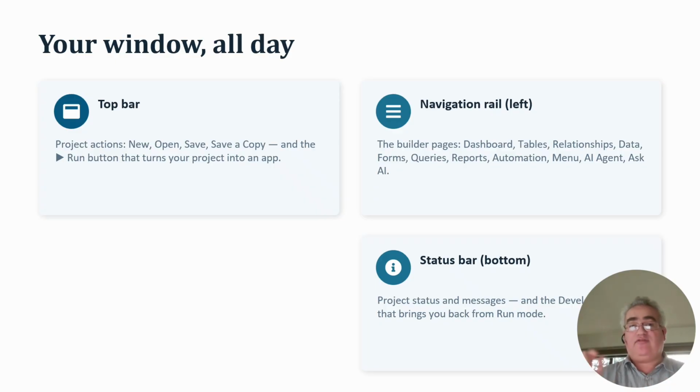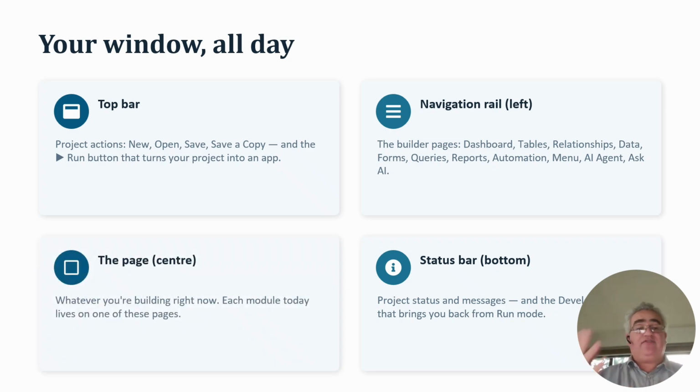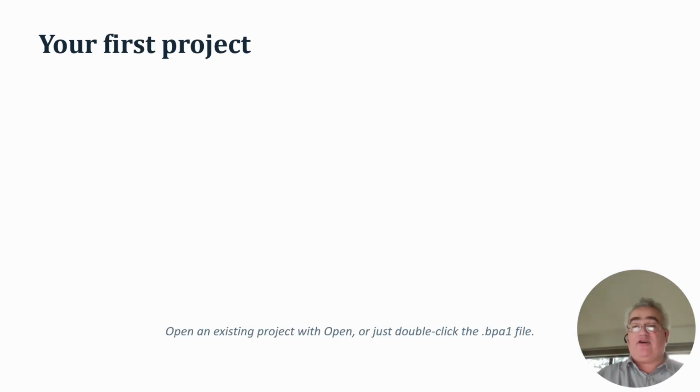If you're in app mode, if you click develop, you go back from run mode to actually building your app yourself. And in the center is the page, whatever you're building right now. Each module we touch on during this course will live on one of those pages. So let's do the first project.